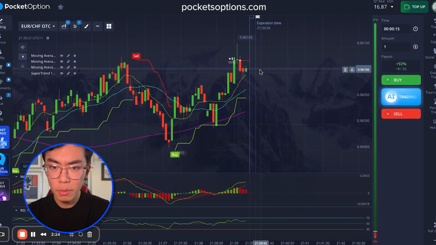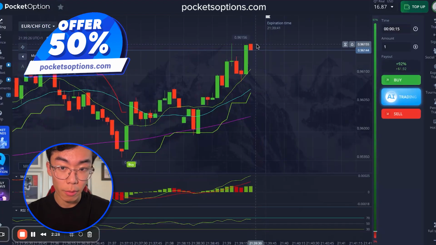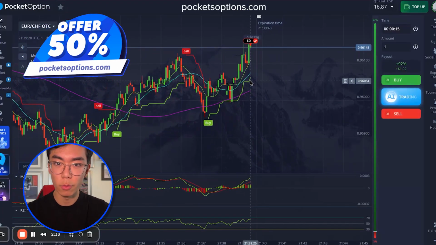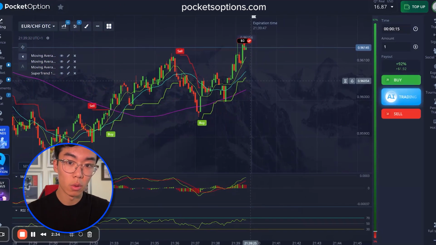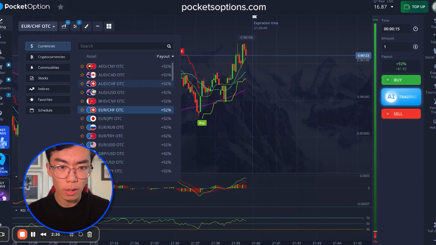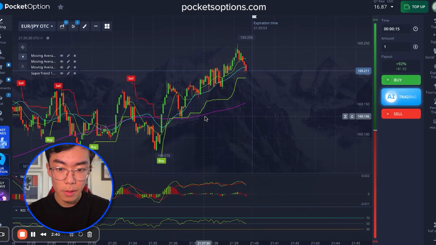And here, I do think it's pretty accurate. So actually, it might be doing a breakout right here. Now it's about a 2 out of 4 win rate. So it's back down to 50%. Let's go to a different one right here. Let's go to Euro slash Japanese yen.